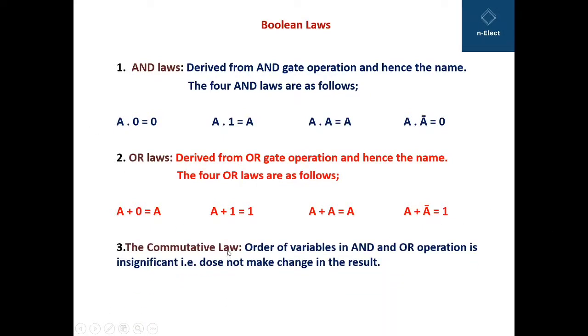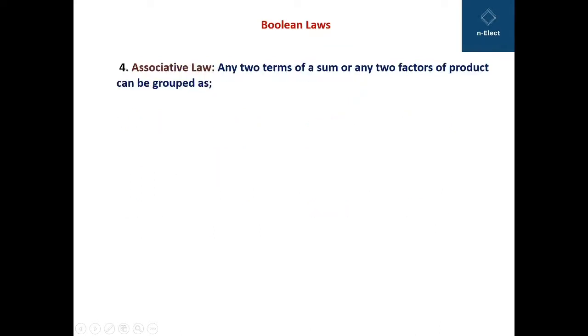Then the commutative law. The order of variables in AND and OR operations is insignificant, that is, it does not make any change to the result. So A plus B can be written as B plus A. Similarly, A and B can be written as B and A, or A dot B can be written as B dot A. This is the commutative law.